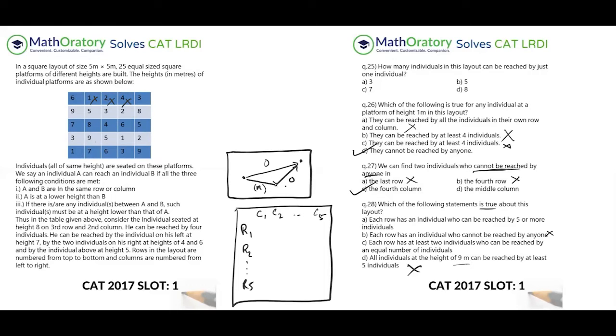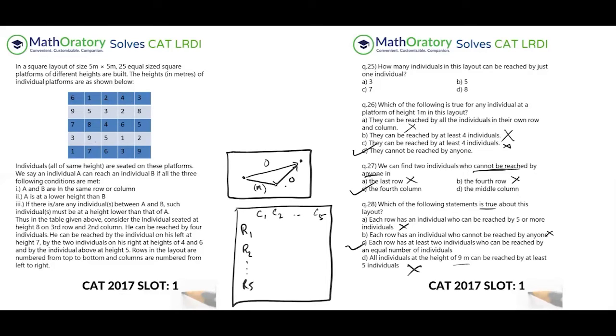3 cannot be reached at all, so let's strike that off. 6 can be reached from this 1 alone. So see, this row doesn't have any individual who can be reached from 5 or more. So A is the wrong option, so we can eliminate that too. So C is the answer, right? The statement that each row has an individual who can be reached by 5 or more individuals is incorrect. So C was actually correct. Oh wow. Anyhow, that's a nice one.